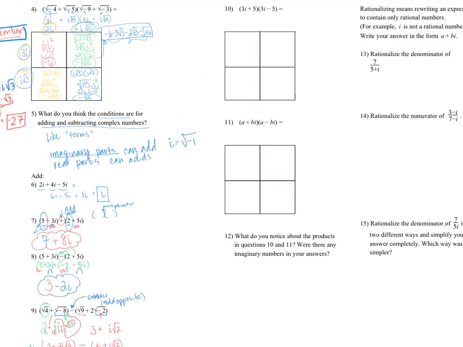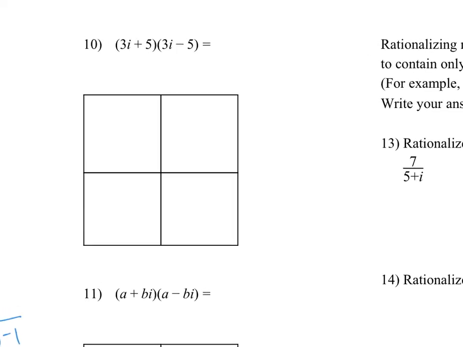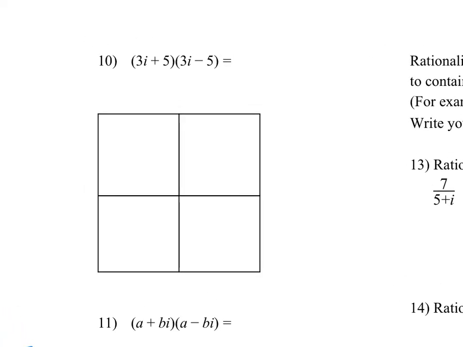All right, we're going to skip over to the next page, and this time we're going to talk about multiplying and dividing. We're actually rationalizing. So our multiplication here is the same as what we were doing, but we want to notice a couple special products. So 3i plus 5 and 3i minus 5. And again, this page looks really familiar because we did all of this with radicals, and so it will be similar.